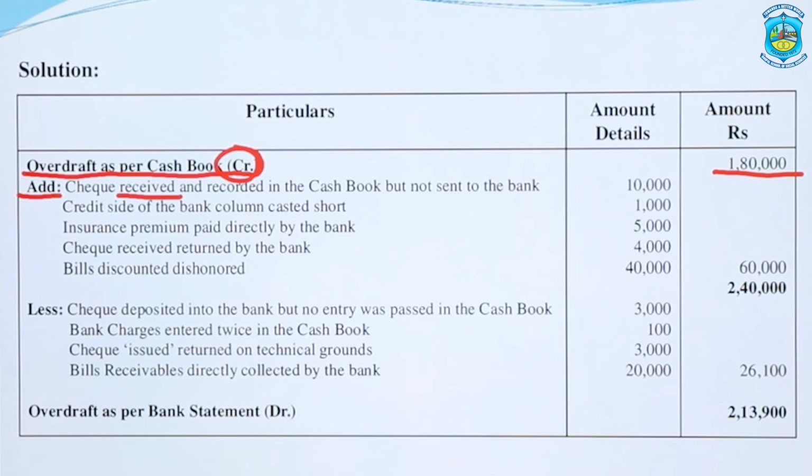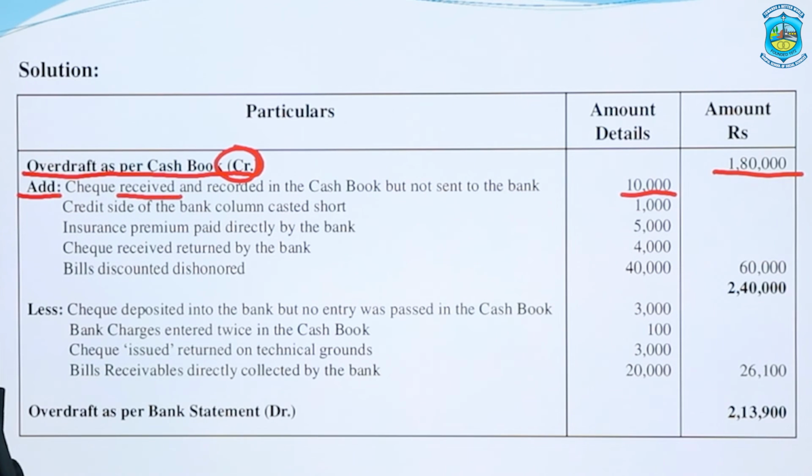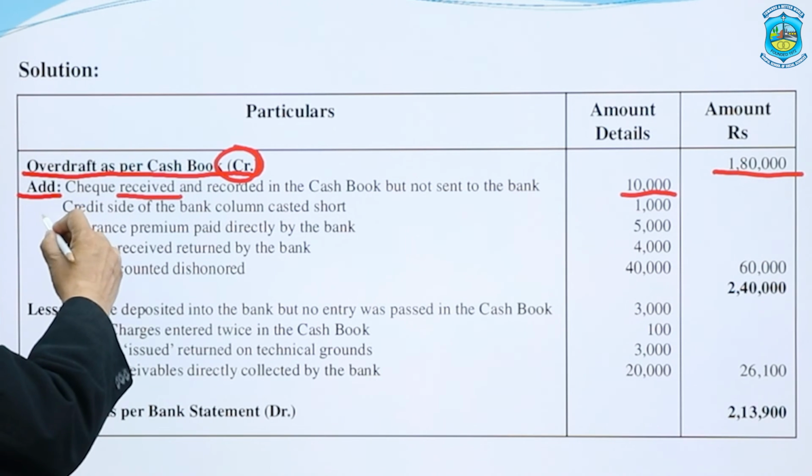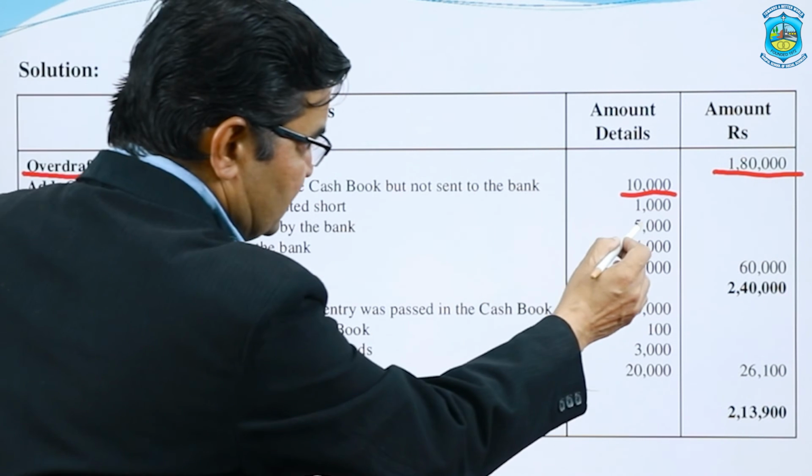But as far as the cash book is concerned, we must have increased our cash book by rupees 10,000 because we have received these checks from our debtors. Second, credit side of the bank column casted short. Whenever the credit side of our bank column is casted short, it will always be added in this bank reconciliation statement.